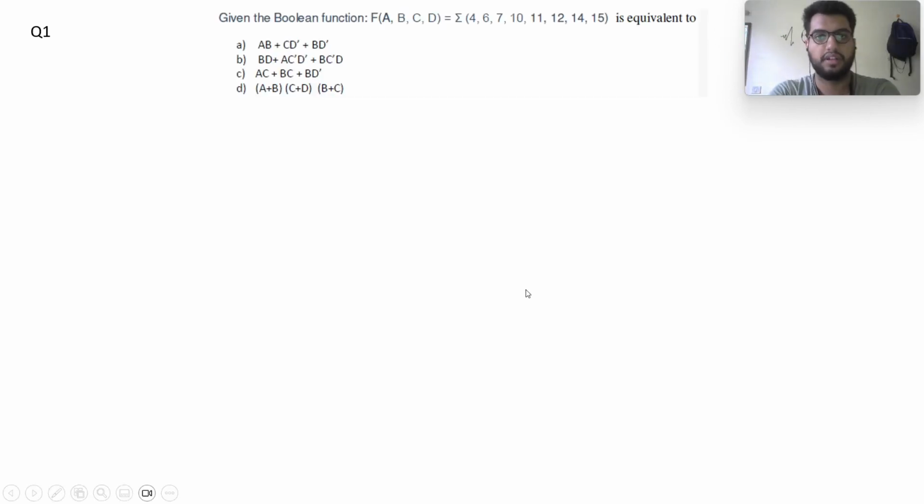So the first question states that given the Boolean function f of a, b, c, d is equal to sum of minterms 4, 6, 7, 10, 11, 12, 14, 15, we have to find the function which is equivalent to it after minimization. We have to find out what this function is equal to. So this is a four variable problem, so we require a 4 cross 4 K-map to solve this problem. So how will we proceed?